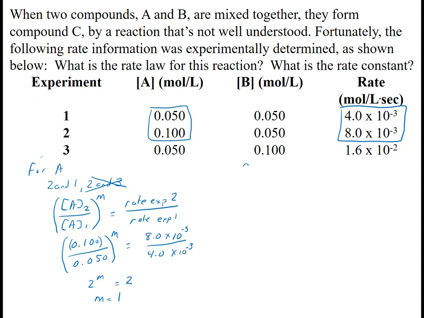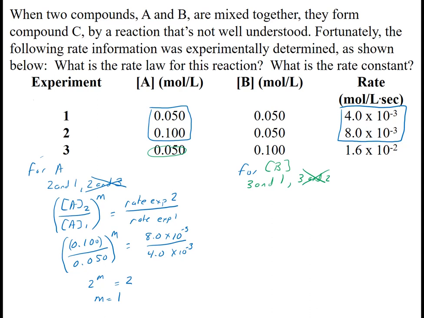Okay, I do the same process for B. So I look for the one in B that's different, and that's number 3. So it could be 3 and 1, so this is for B, or it could be 3 and 2. So those are the ones that fit the first criteria. Then I come over here and I want to look for the one that's the same as a 0.05. So 3 and 1 fit that criteria, but 3 and 2 do not. So I'm going to cross out 3 and 2.